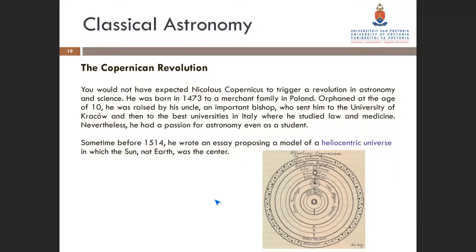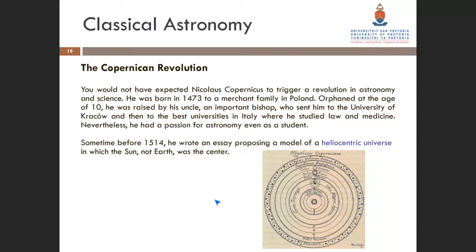So then the Copernican revolution happened. You would not have expected Nicolaus Copernicus to trigger a revolution in astronomy and science. He was born in 1473 to a merchant family in Poland. Orphaned at the age of 10, he was raised by his uncle, an important bishop, who sent him to the University of Krakow, and then to the best universities in Italy, where he studied law and medicine. Nevertheless, he had a passion for astronomy even as a student.